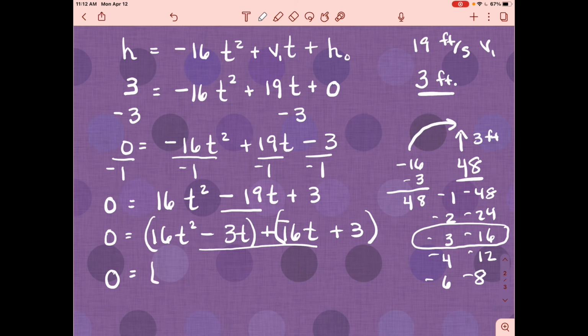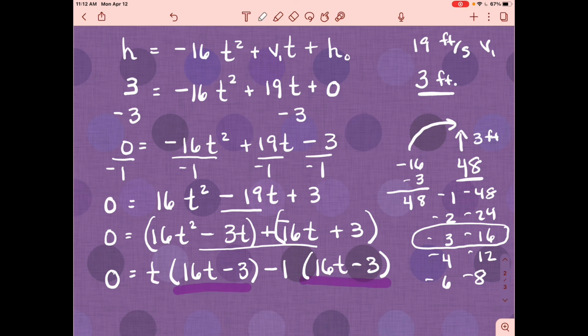Common factor here is a t, and we're going to leave behind 16t minus 3. Then we need to make this negative so we can see that we are going to factor out a -1, and we're going to have a 16t minus 3 left behind. Looking at this, we can see this common factor that we're going to factor out. 0 equals 16t minus 3 times what's left behind after we factor that out. You can see the t minus 1.